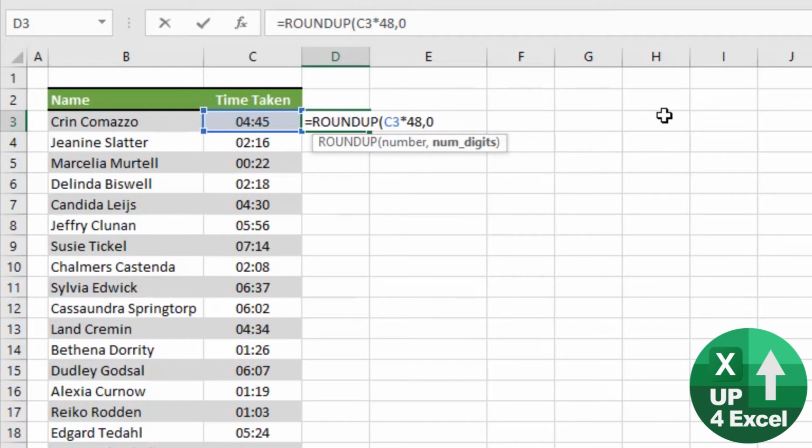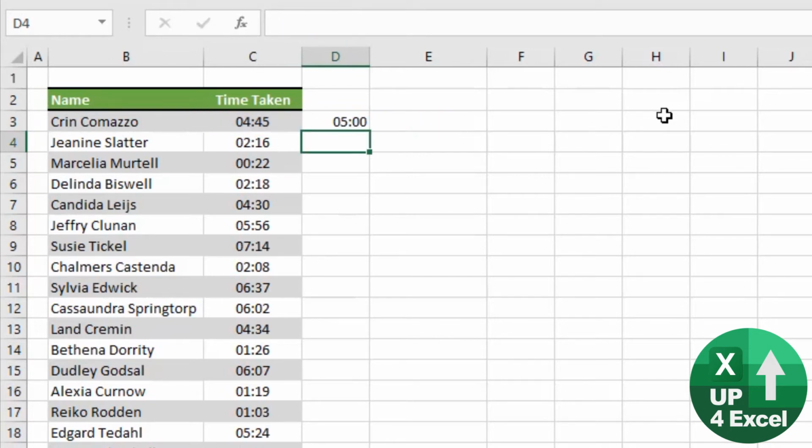So we multiply up by 48 and then round it to no decimal places, and after we've rounded it, we divide it back down by 48. That's how we've achieved rounding to the 48th of a day, which is half an hour.